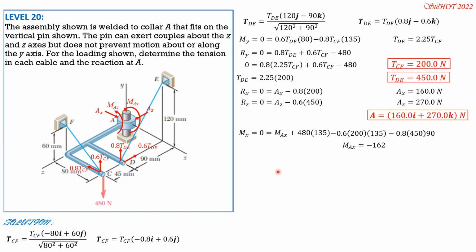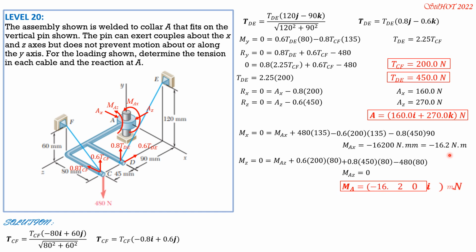So MAX is equal to negative 16,200 newton-mm, or negative 16.2 newton-meter. Then MAZ, that's the positive sense, Mz equals 0 equals MAZ plus 0.6 tension CF times 80 plus 0.8 tension DE, which is 450, also times 80, then minus 480 times 80. So solving for MAZ, MAZ is equal to 0. Since MAY is 0, therefore in vector form, the moment at A is negative 16.2i newton-meter. So that's all for this part.